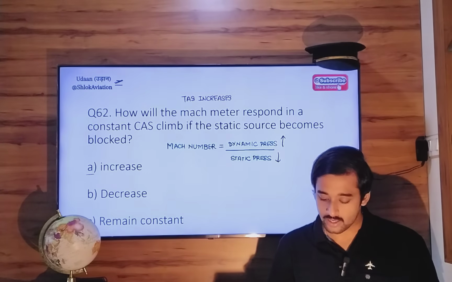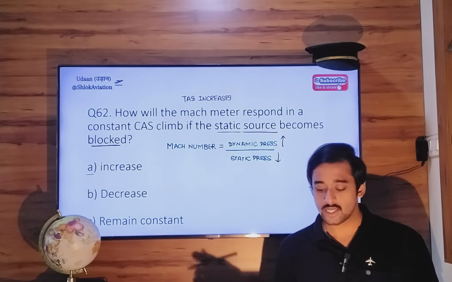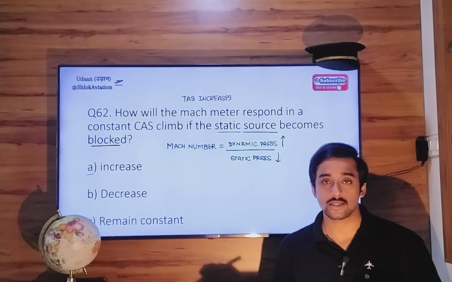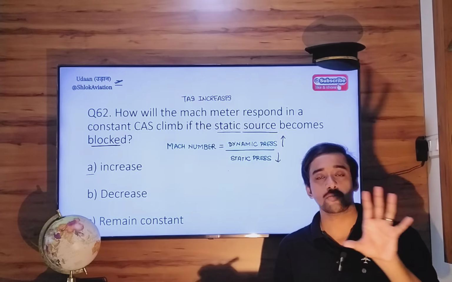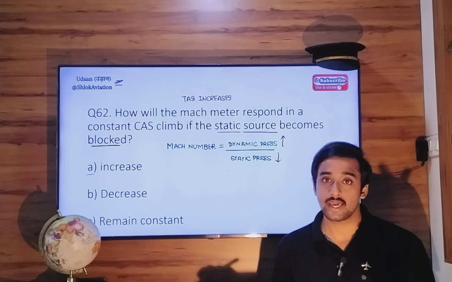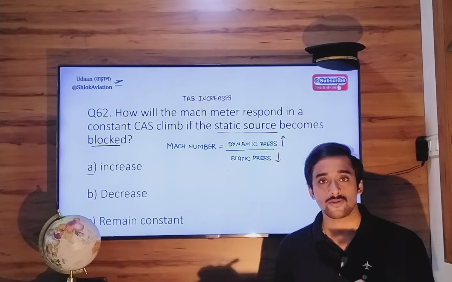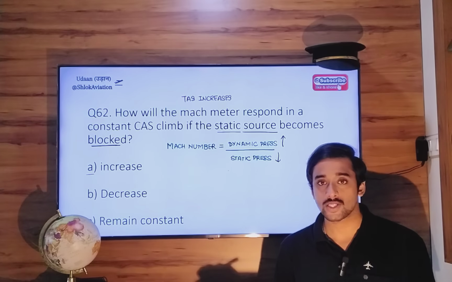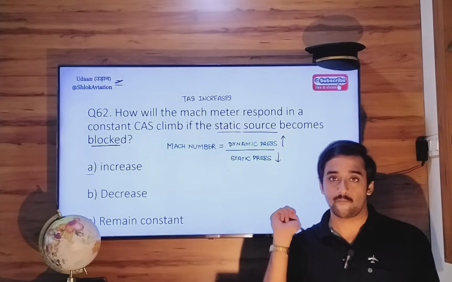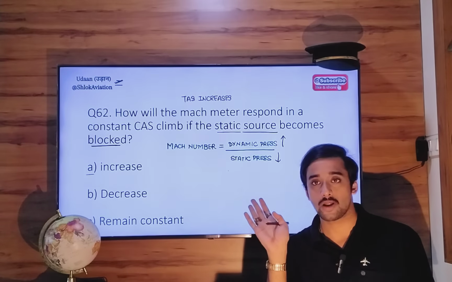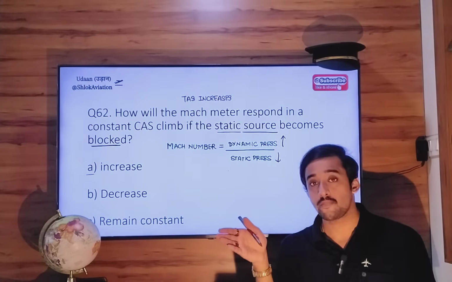Now look at the second part. If the static source becomes blocked, what will happen? The work of the static source or static port is to transmit static pressure to the airspeed indicator, right? Now if the static source becomes blocked, there will be no input of static pressure. That means your Mach number will only be dependent on dynamic pressure and the static pressure which is in the ASI instrument previously.